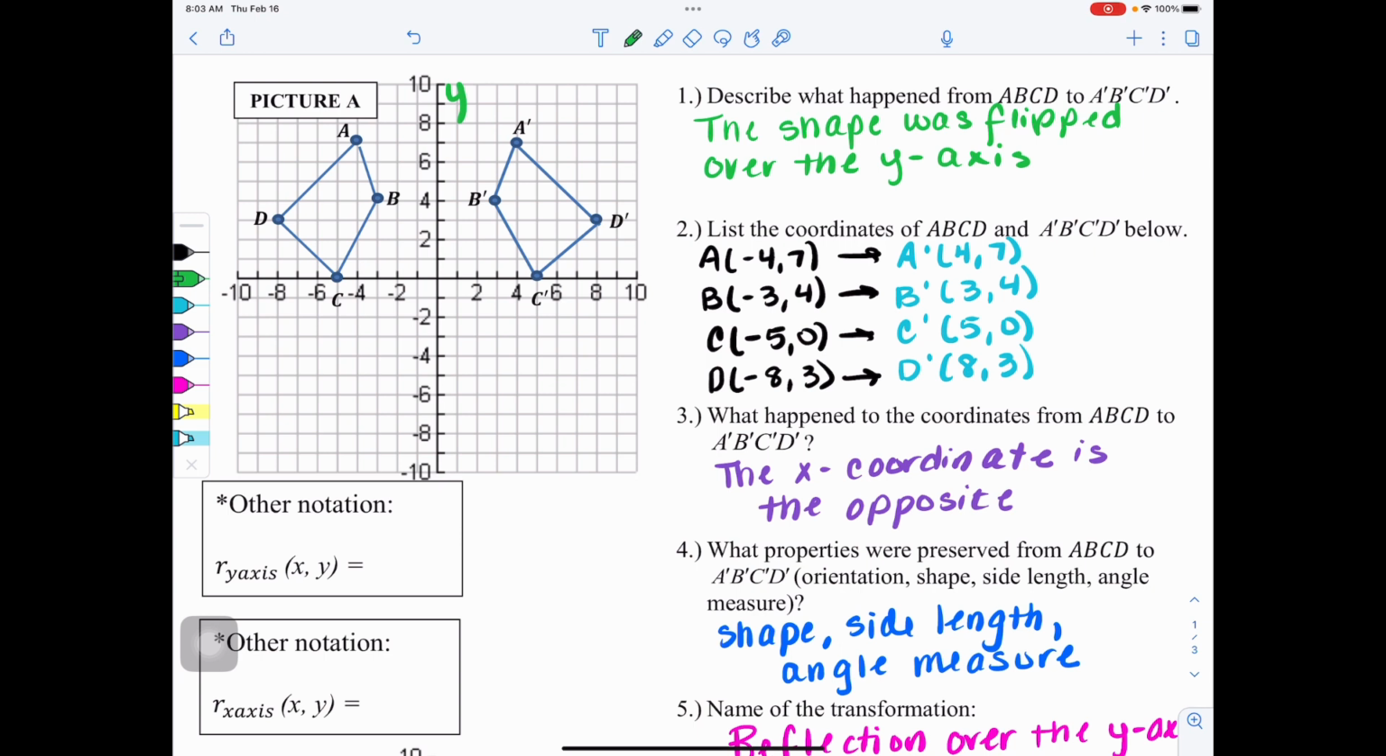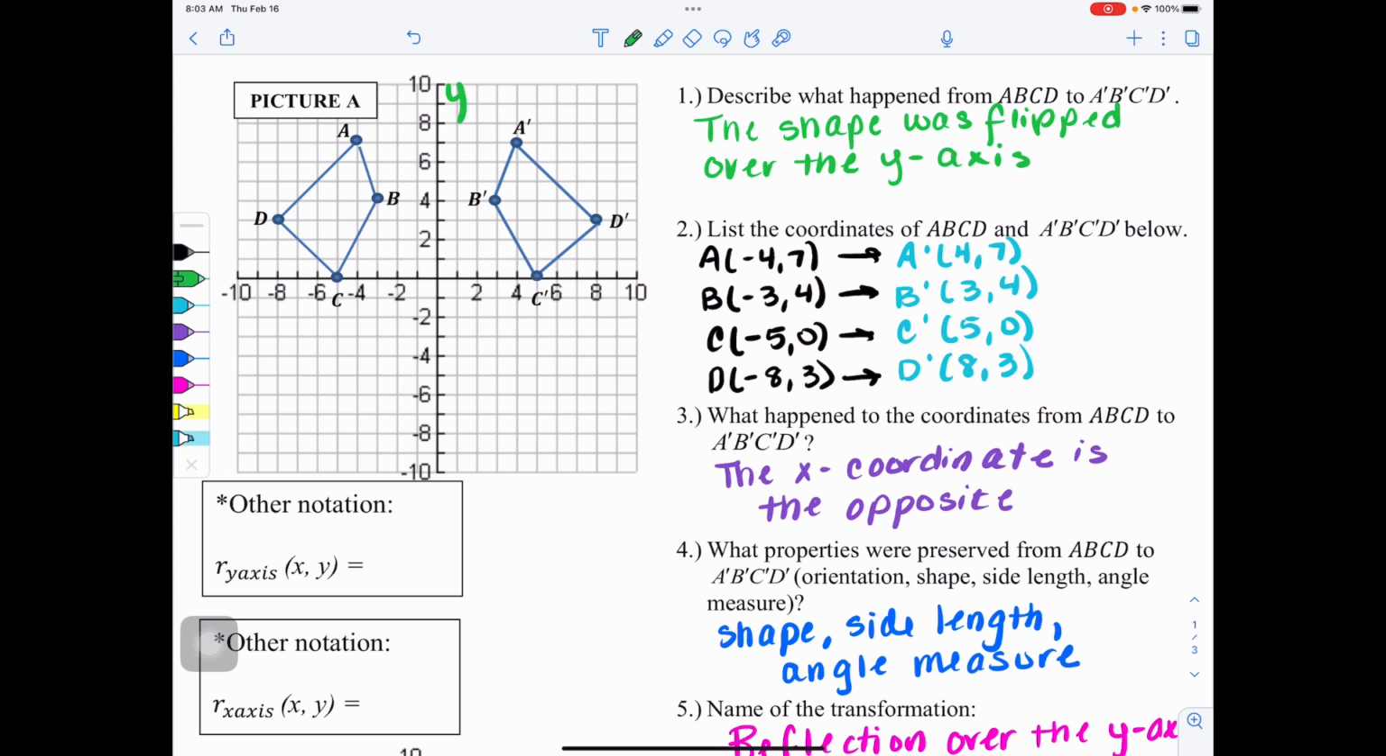In number 2, it said list the coordinates of A, B, C, D, and A prime, B prime, C prime, D prime below. So the way I organized it is I listed them vertically, A, B, C, D, and then I put an arrow to show where that exact point lands on the other shape to help me, because I knew number 3, they were going to ask me about what happened to the coordinates. So you can see A was at negative 4, 7 and became A prime at 4, 7. B was negative 3, 4, became B prime at 3, 4. C was negative 5, 0, which became C prime 5, 0. And D was at negative 8, 3 and became D prime 8, 3.